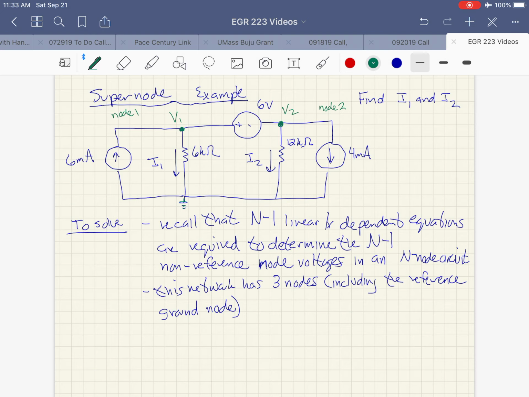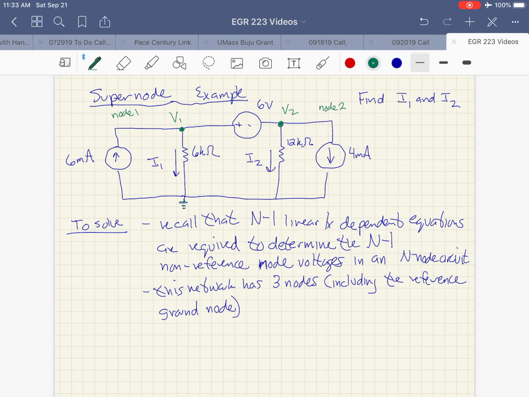If we know V1 and V2, we know the values. We know V1 is dropped across the 6K ohm resistor. We can just use Ohm's law. V1 divided by 6K ohms is equal to the current I1, and V2 divided by 12K ohms is the current through the 12K ohm resistor. That's what we're calling I2.